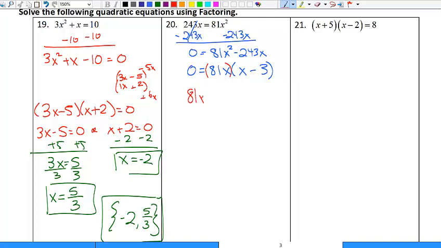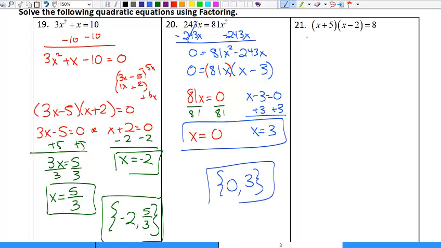So you're just going to set each factor equal to 0. I don't know why, but this one was supposed to be one of the easier ones, but a lot of students make mistakes on this one because they think they have to make it harder than necessary. But the 81x is a factor and the x minus 3 is a factor, set them equal to 0 and solve, and you get your two answers, 0 and 3.